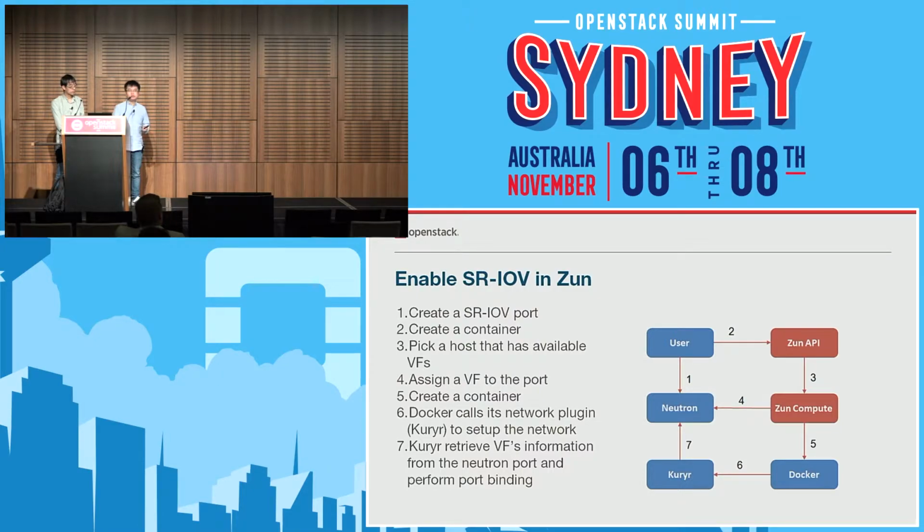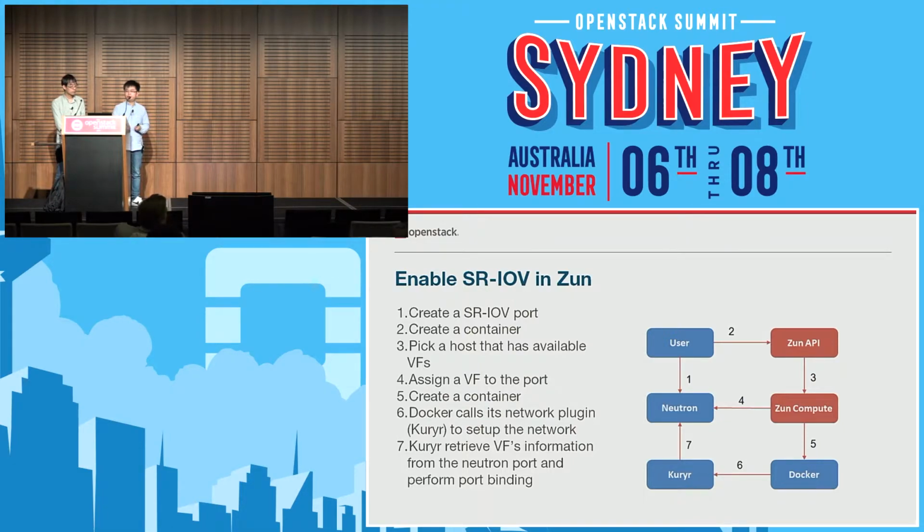From the user's point of view, this is how they are going to create SR-IOV containers. First, the user needs to talk to Neutron to create a special port, which we call an SR-IOV port. This port is just like a normal Neutron port, but we annotate it to tell Neutron this is a special port and it needs to be passed through. The second step is to talk to the Zun API to create a container by passing the port that was already created.